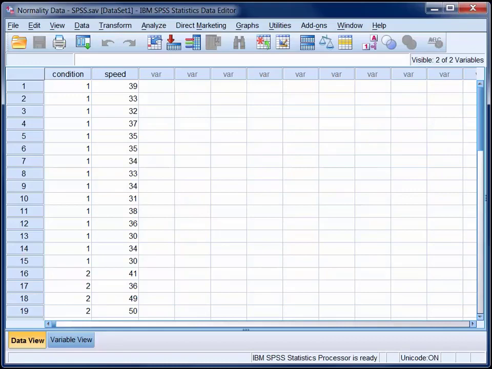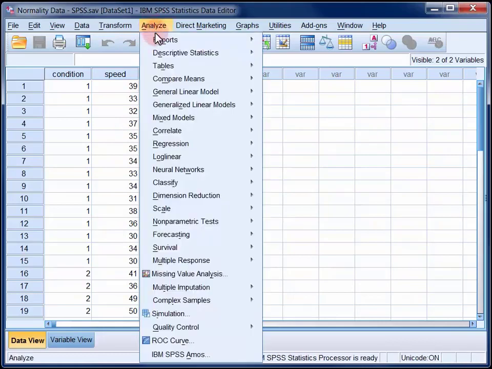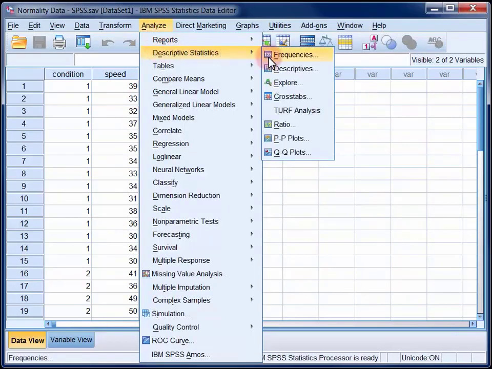So here we're looking at a data set from Allen, Bennett and Heritage. Two experimental conditions are being compared on a continuous dependent variable, which is speed. So the objective of this video is to make a judgment about whether or not the scores in each condition are reasonably normally distributed. So in the Analyze menu, select Descriptive Statistics and then Explore.